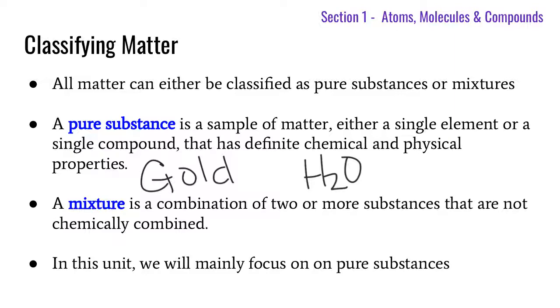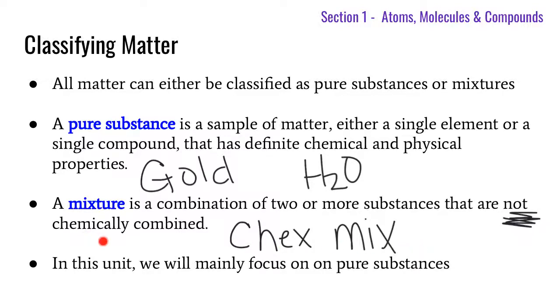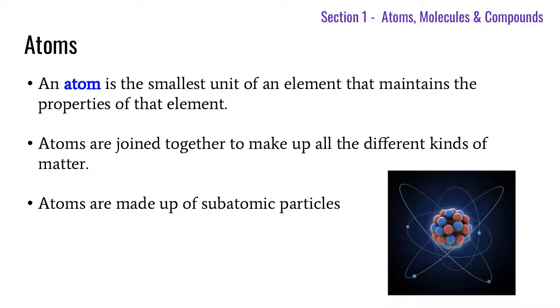A mixture, on the other hand, is a combination of two or more substances that are not, and that's the big key here, they are not chemically combined. A good example of this might be Chex Mix. In Chex Mix, we can clearly see that within that bag we have all sorts of different types of food, but we can clearly tell that they are not chemically combined. In this particular unit, we're going to mainly focus on the pure substances.